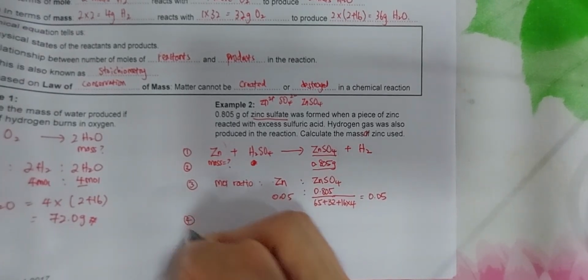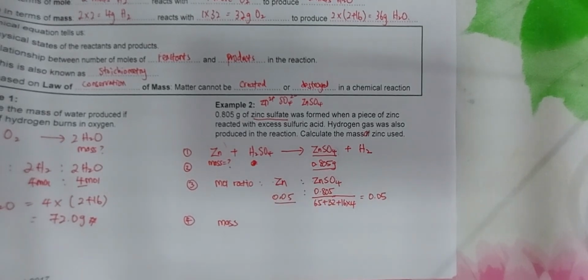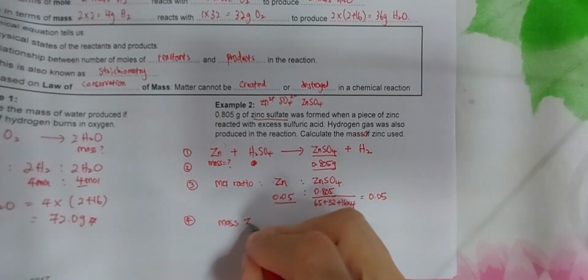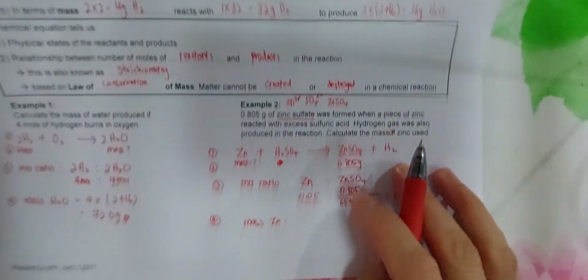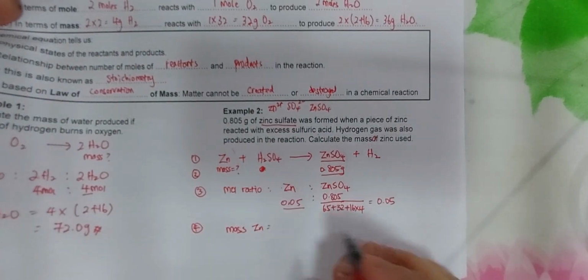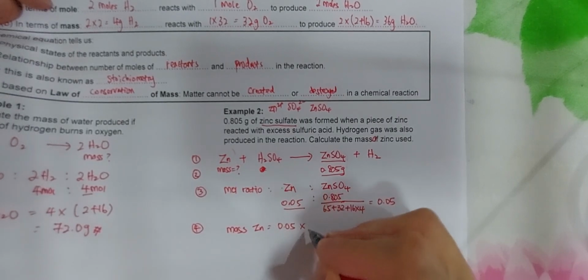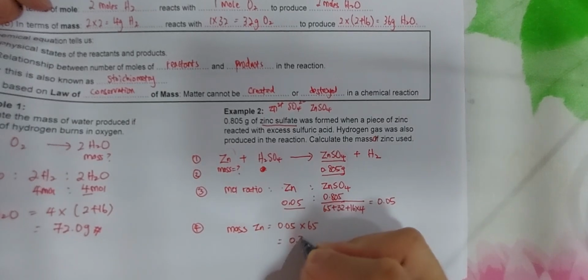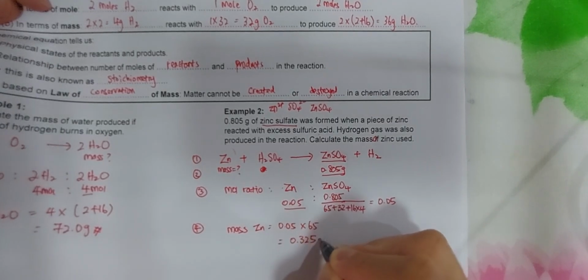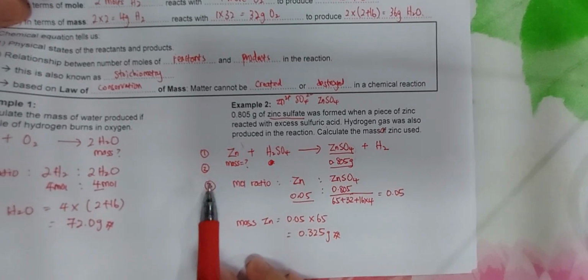And final step, you're supposed to calculate the mass of this 0.005 mole of zinc. How do you find mass? Mole times the Mr, or the Ar in this case, which is 65, and that would give you 0.325 gram. Okay, again there are 4 steps: 1, 2, 3, 4.